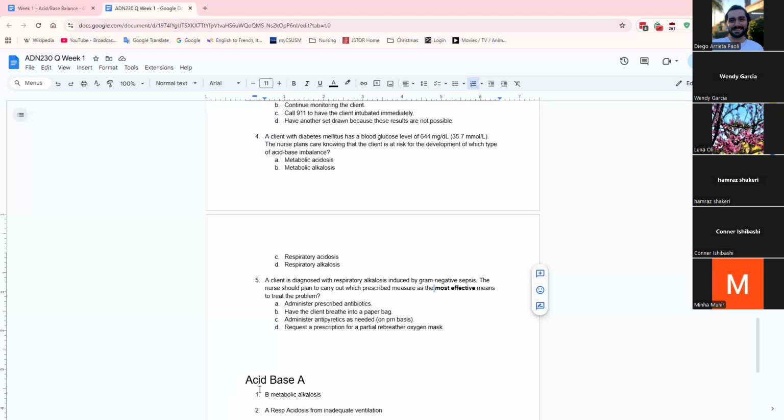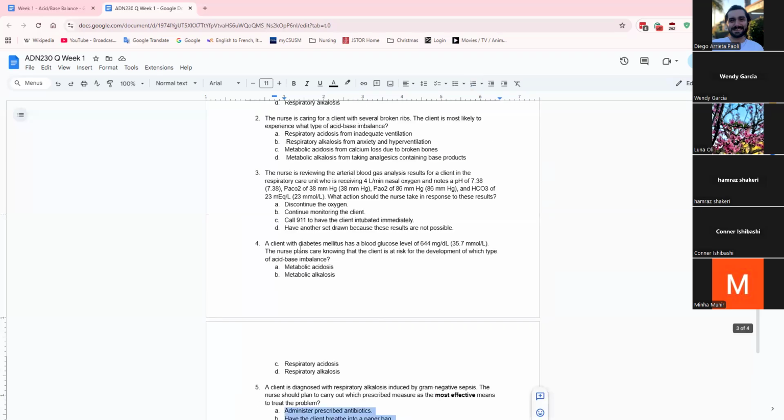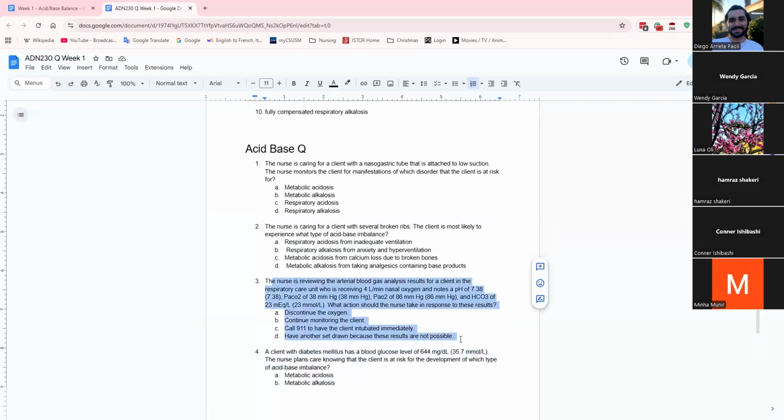So the core concept is treat the underlying cause. Here it's making the connection between diabetes and acid-base balance. Here it's just understanding that if someone's stable, you want to monitor. Maybe you want to slowly titrate them, but you're not gonna completely discontinue from like a 4. You're gonna titrate them down. This is a stable ABG. Just want you to recognize that.